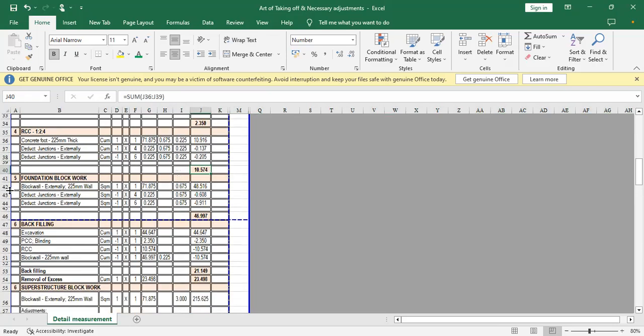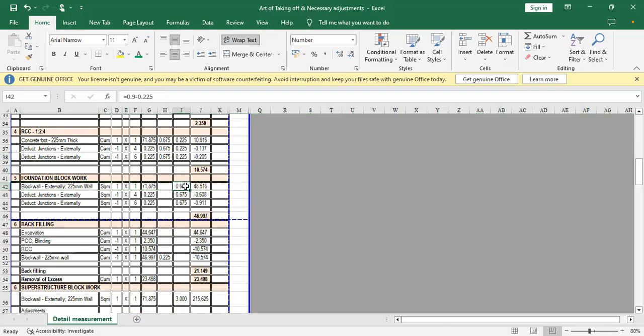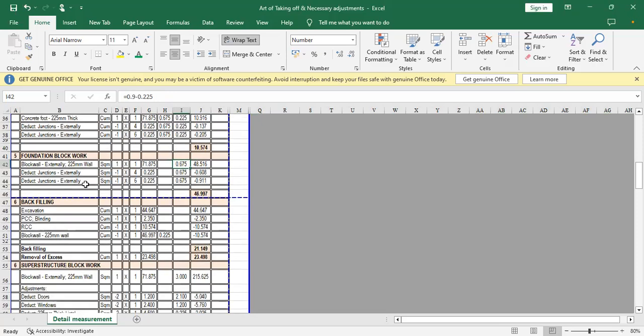Now we need to get our block wall quantity. We use our GAT, but the depth of block work in foundation, we are dealing with 675 in foundation. So we take away 225 from 900, we have 675. So we get our block work quantity.